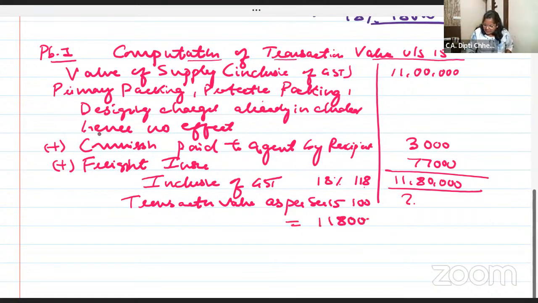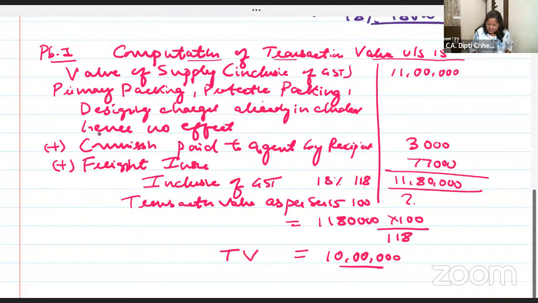So 11,80,000 into 100 divided by 118. 10 lakhs is the answer. Transaction value. 5 marks, 7 marks, all in your pocket. Please unmute and ask if you have any doubt. कुछ भी doubt है तो पूछो.